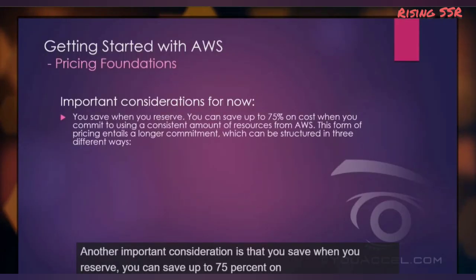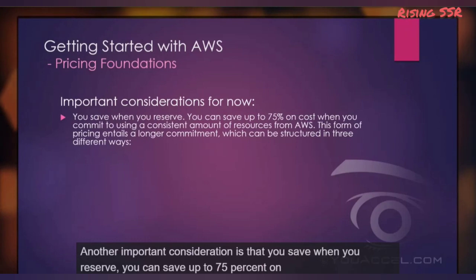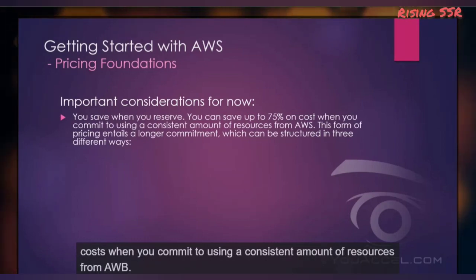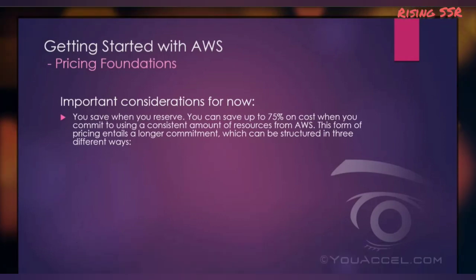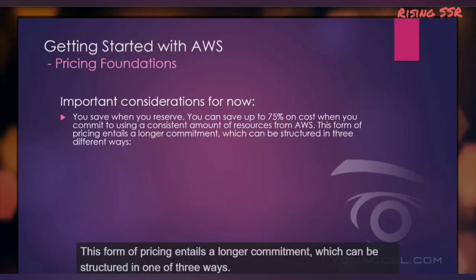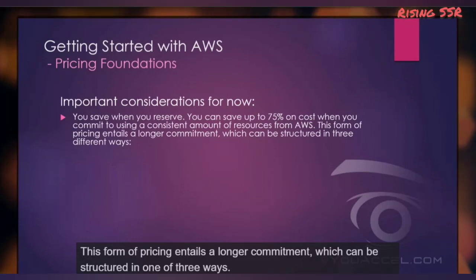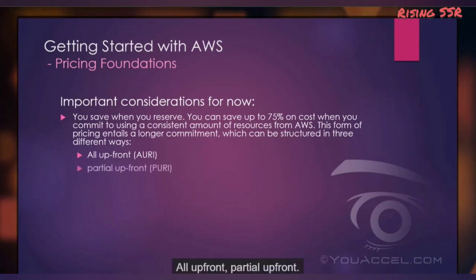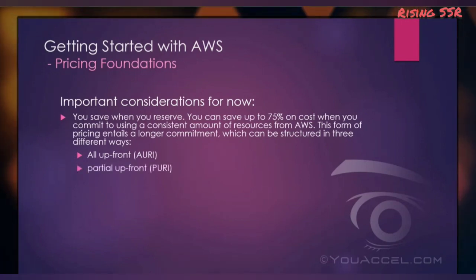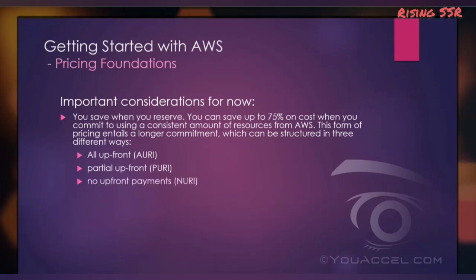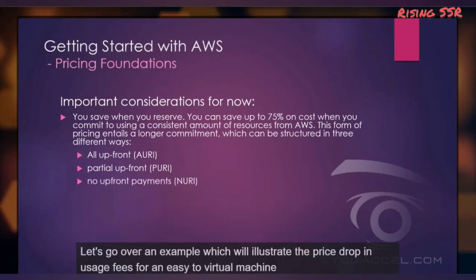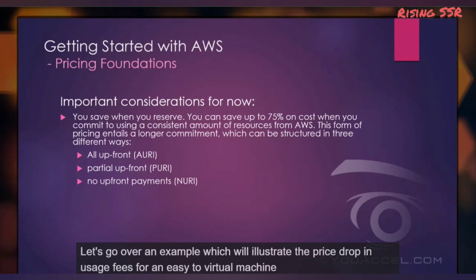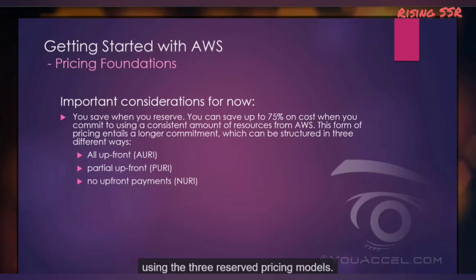Another important consideration is that you save when you reserve. You can save up to 75% on costs when you commit to using a consistent amount of resources from AWS. This form of pricing entails a longer commitment, which can be structured in one of three ways: all upfront, partial upfront, or no upfront. Let's go over an example which will illustrate the price drop in usage fees for an EC2 virtual machine using the 3 reserved pricing models.